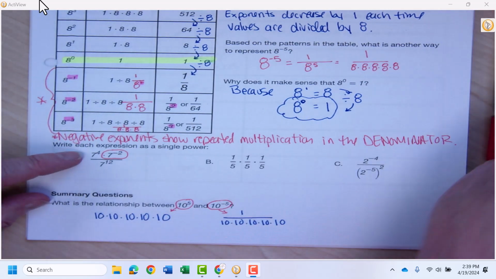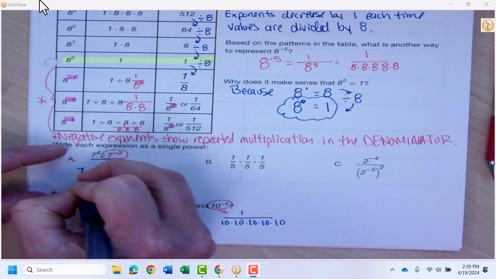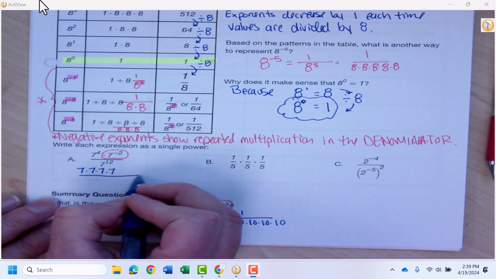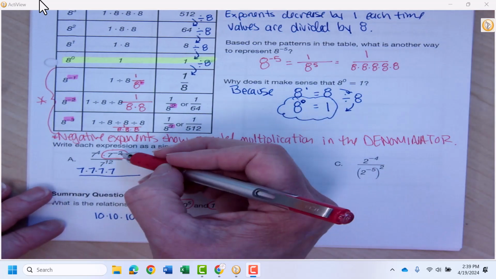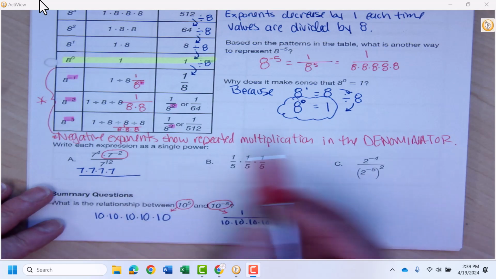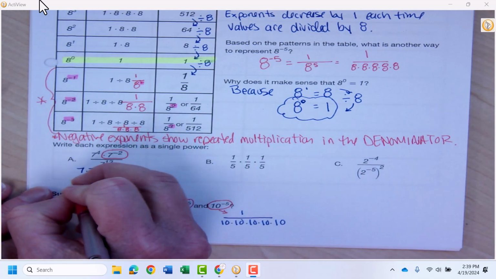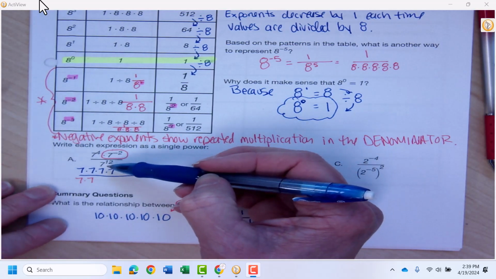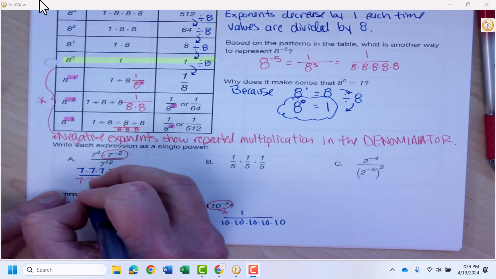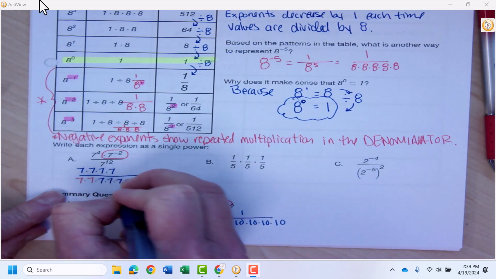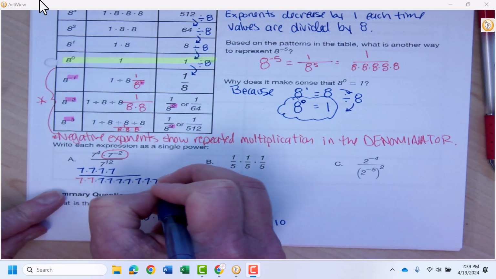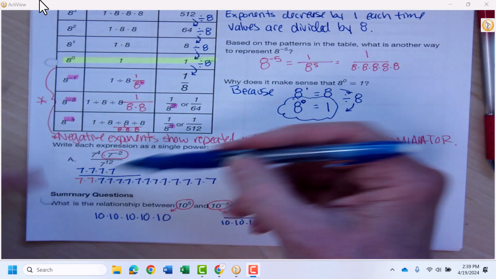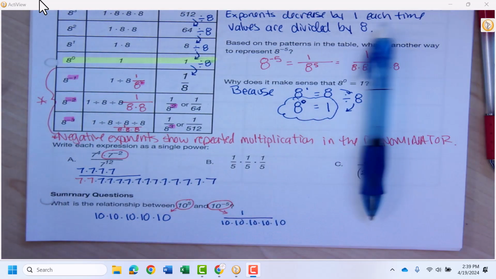So let me expand out this 7 to the 4th power. And when I expand out that 7 to the negative 2nd power, I'm going to show that repeated multiplication in the denominator. There's the 7 to the 2nd power. And then in the denominator, I'll expand that 7 to the 12th out. 1, 2, 3, 4, 5, 6, 7, 8, 9, 10, 11, 12. And now that I've got everything expanded out, you know how to cancel things at this point.